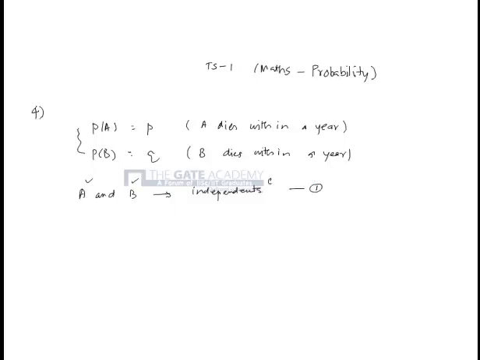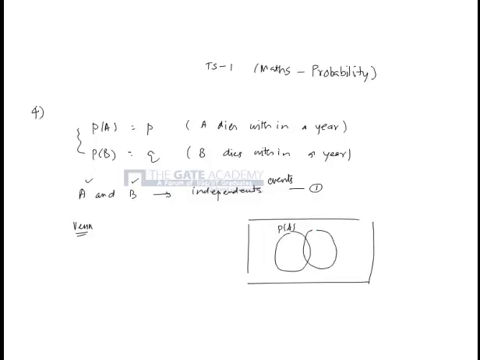That's an important point, might be useful later on in the problem. So what we'll do is we'll solve it through Venn diagrams. This circle basically represents the probability that A dies within a year, and this circle represents the probability that B dies within a year. Now there is some intersection because both may die within a single year. It may so happen that because both are independent, A and B may die within a single year. Okay, so there is some intersection.